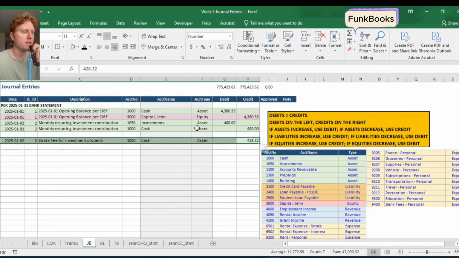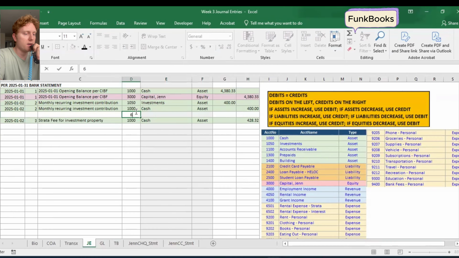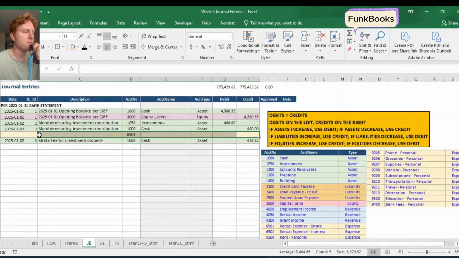Well, what else is happening here, right? We have an expense, right? We have strata expense, and we have an account number here. I'll pop it in, 6501, and then let's take a look at what we think this means, right? So why are we debiting the expense? Because if equities increase, use credit. If equities decrease, use debit.